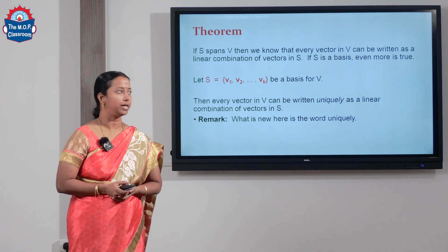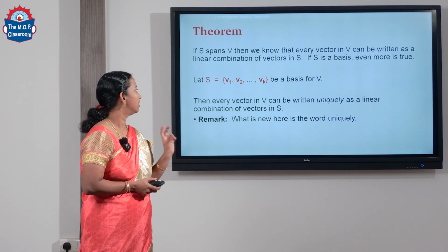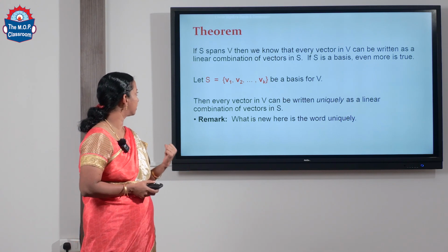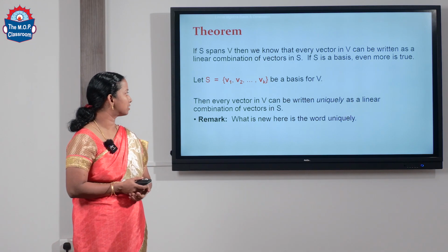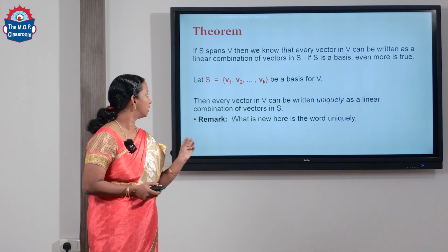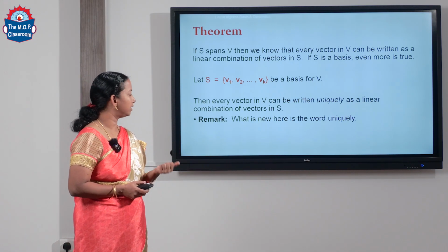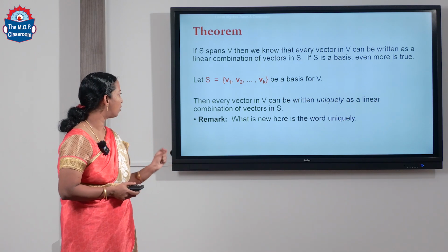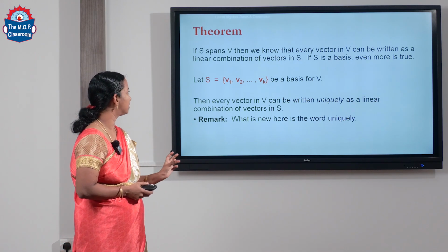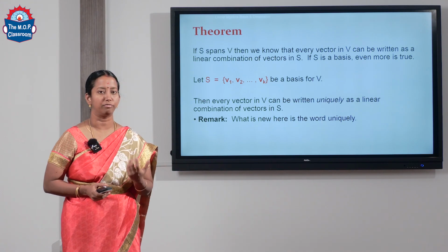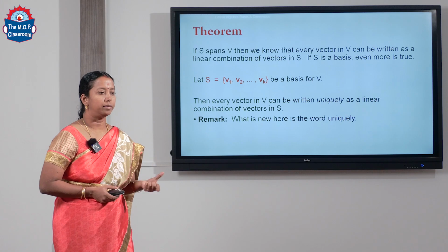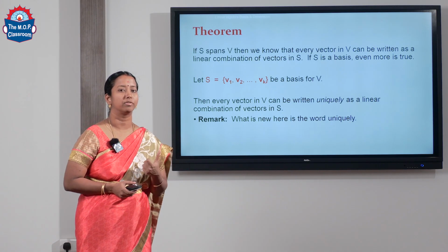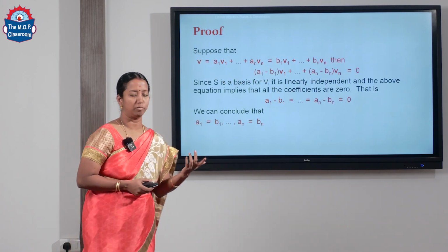Let S equal to V1 to Vk be a basis for V, and every vector in V can be uniquely represented as a linear combination of vectors in S, and this is called the span of V. And the span of V can be written as a linear combination of vectors in V. So this is about the proof.